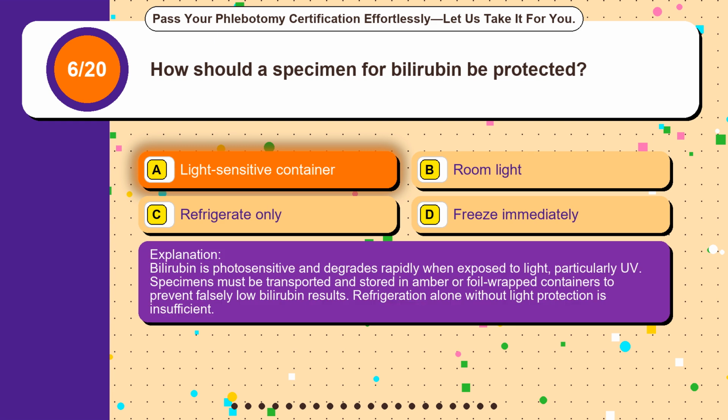Bilirubin is photosensitive and degrades rapidly when exposed to light, particularly UV. Specimens must be transported and stored in amber or foil-wrapped containers to prevent falsely low bilirubin results. Refrigeration alone without light protection is insufficient.